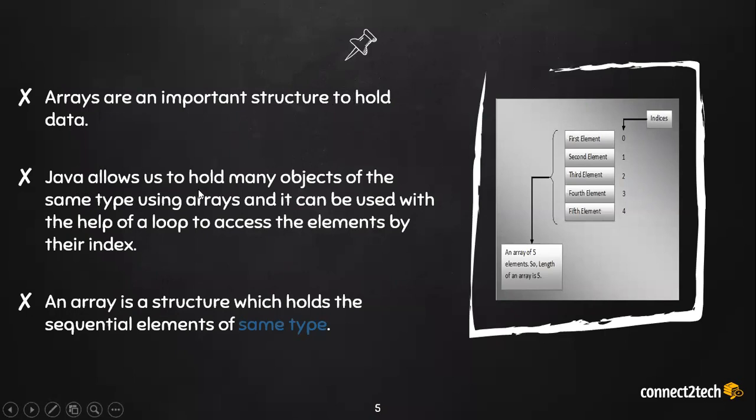Now Java allows us to hold many objects of the same type using an array, and it can be used with the help of a loop to access the elements by their index. This also I will explain with a diagram, or rather a program, in some time. And then an array is a structure which holds sequential elements of the same type. So here are a few points which I have been mentioning over and over again. One is similar data type. Now I'm mentioning sequential. So let us understand this concept with the help of a diagram on my drawing board. So I'll switch to my drawing board from here.